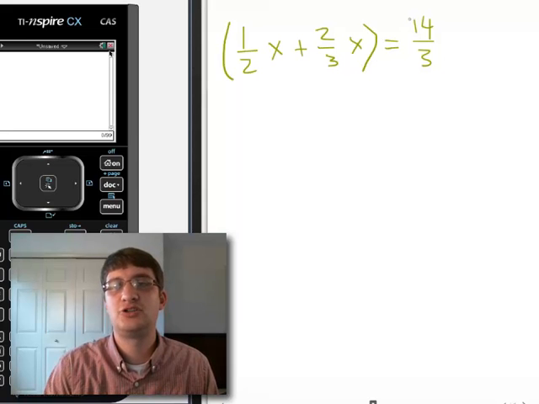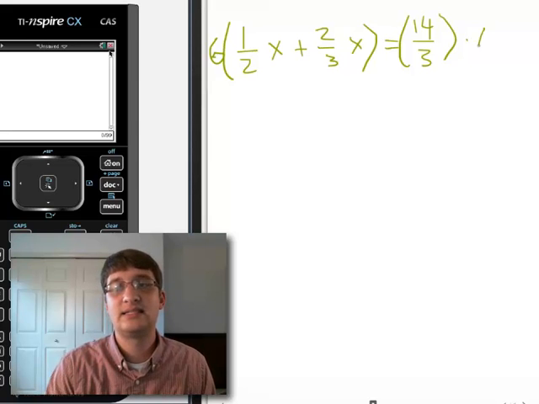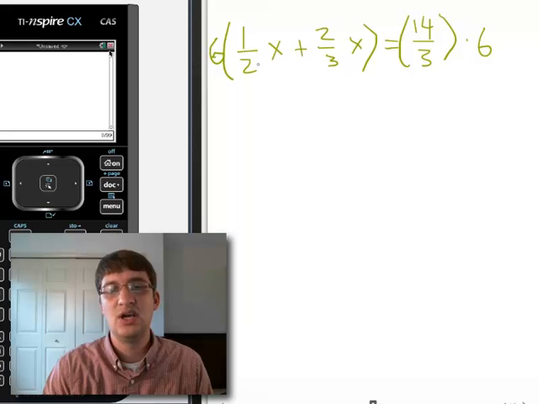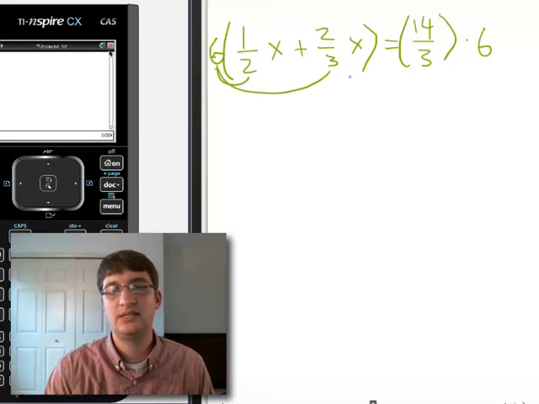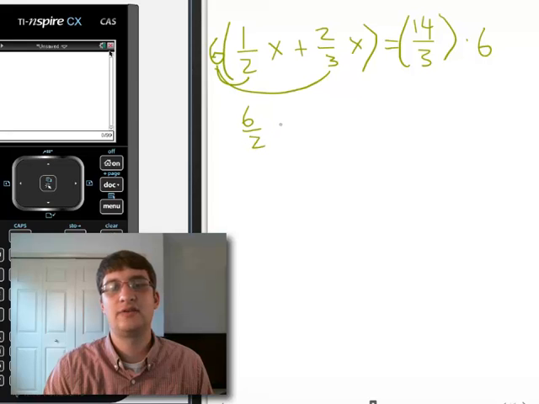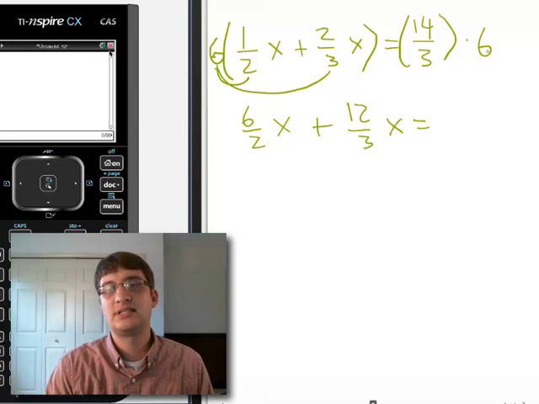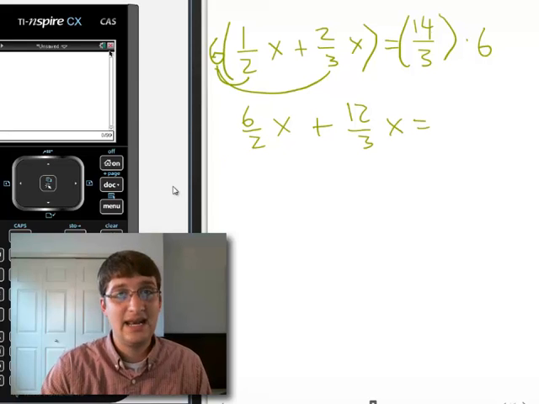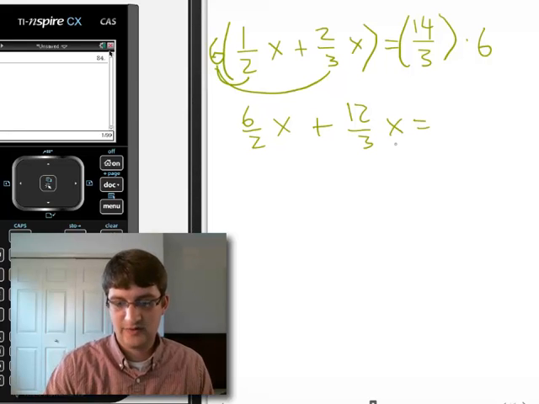Alright, I'm going to show my work by using parentheses. I'm going to multiply this side by 6, and I'm going to multiply this side by 6. So 6 times 1/2 plus 6 times 2/3, and so on. Let's distribute this. 6 times 1/2 x is going to be 6 over 2x. 6 times 2/3 is just going to be 12 over 3x, equals 6 times 14. I'm not really positive what that is, so I'm just going to use my calculator because that's always available to me. That is going to be 84 over 3.